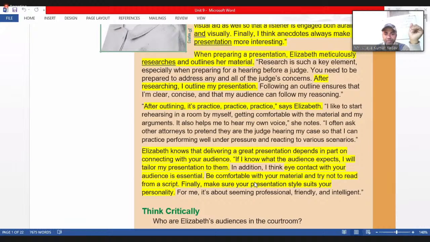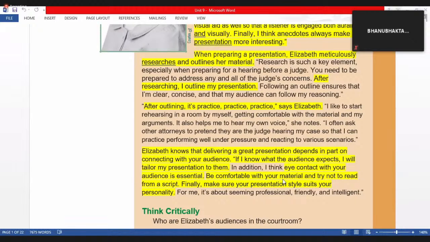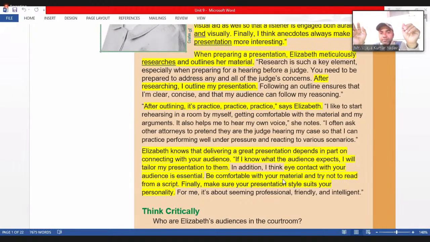Be comfortable with your material and try not to read from a script. You are not allowed to read the script. Many people, while giving the presentation, look at the paper they have prepared and read from that paper. So that is not good, isn't it? For a good presentation, you just look at the point. You are allowed to look at the point. So that's why outlining.